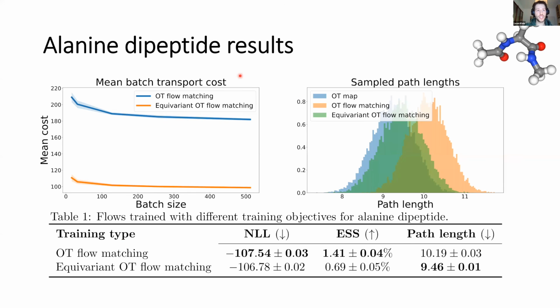And you can see here in the results, actually, at least for how we did the training, OT flow matching performs a little bit better on the negative log likelihood and also effective sample size than our equivariant OT flow matching, while the path length is only a little bit better. But this shows, and this is quite exciting, it's the first time a Boltzmann generator in Cartesian coordinates for a real molecule. Prior to that, this was only possible with an internal coordinate parametrization.